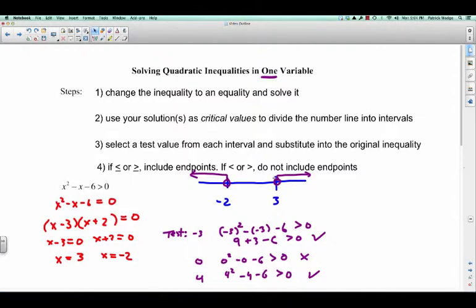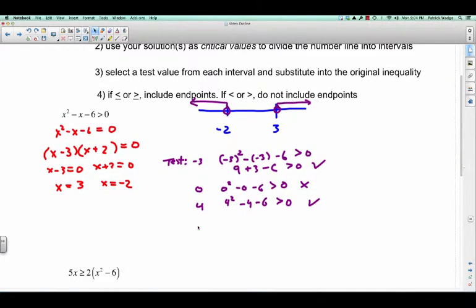Okay, last thing, if it's less than or equal to or greater than or equal to, we have to include these points. If it's less than or greater than, we don't include those points, the critical points. So in this case, it's only greater than, so we don't include these endpoints, the critical points, so we leave them open like this. If it was greater than or equal to, we would fill them in. And that's it. Oh, one last thing. I need you to write this algebraically too. So I'm going to ask you to give me the answer graphically, and this is graphically right there.